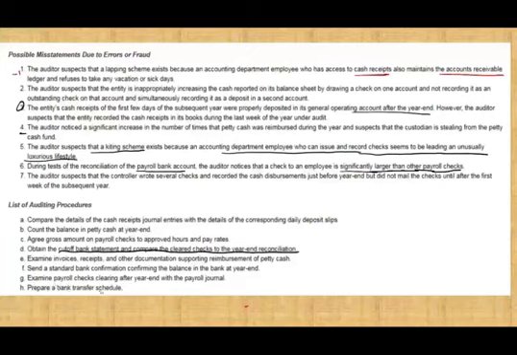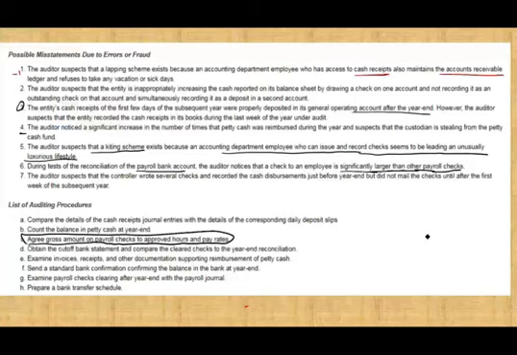You should be looking at the hours. Agree gross amount on payroll to approved hours and pay rates. So basically, your check is $5,000. Well, if I believe this is overstated, show me the hours. Show me how many hours you worked and your pay rate. So it's easy to check this.